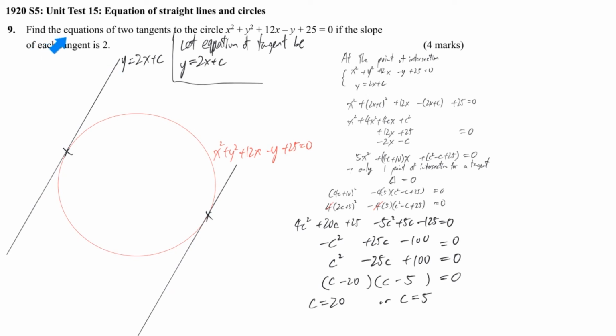We are asked to find the equation of the tangent, so we have to answer the question. Those equations are y equals 2x plus 20 and y equals 2x plus 5. If you just tell me the value of c, it does not answer the question directly, so you won't get the final answer mark. You need to tell me explicitly that those tangents are this one and this one.